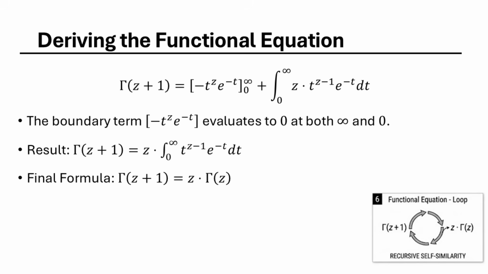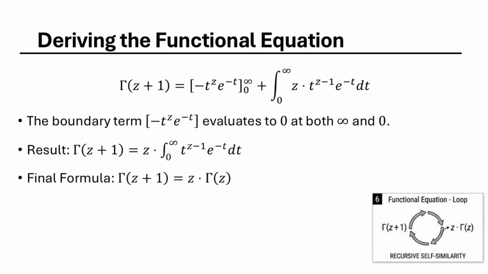Plugging these into the formula, we get the expression negative t to the power of z times e to the power of negative t, evaluated from 0 to infinity, plus the integral from 0 to infinity of z times t to the power of z minus 1 times e to the power of negative t. If we look at the first part, the boundary term, it becomes 0 at both ends. At infinity, the exponential decay of e to the power of negative t overpowers the growth of t to the power of z. At 0, t to the power of z is simply 0. This leaves us with just the integral part.